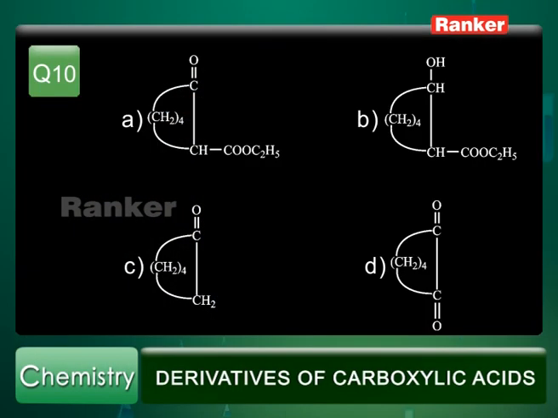So let us see the options. Option A is a ketone containing ester, that is a beta keto ester. Option B is a hydroxy containing ester, a beta hydroxy ester. Option C is only a ketone. Option D is a diketone.